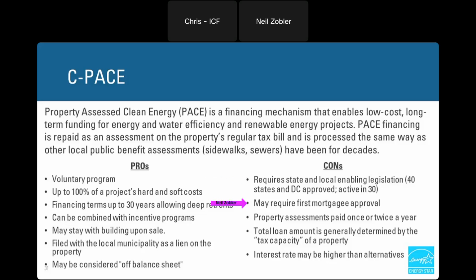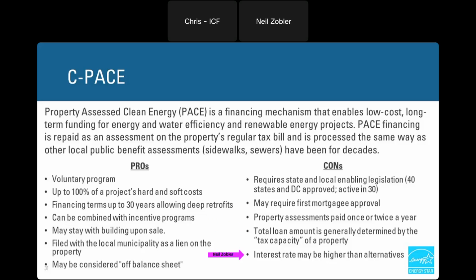Now, what we found is that in commercial PACE, it tends to be a little easier than it would be in residential, but that is a potential sticky point. And of course, now you're making your payments maybe once or twice a year, so you need to allocate reserve funds, set up a sinking fund so you can make the payments on time. And the levy amount generally is determined by the tax capacity of the property.